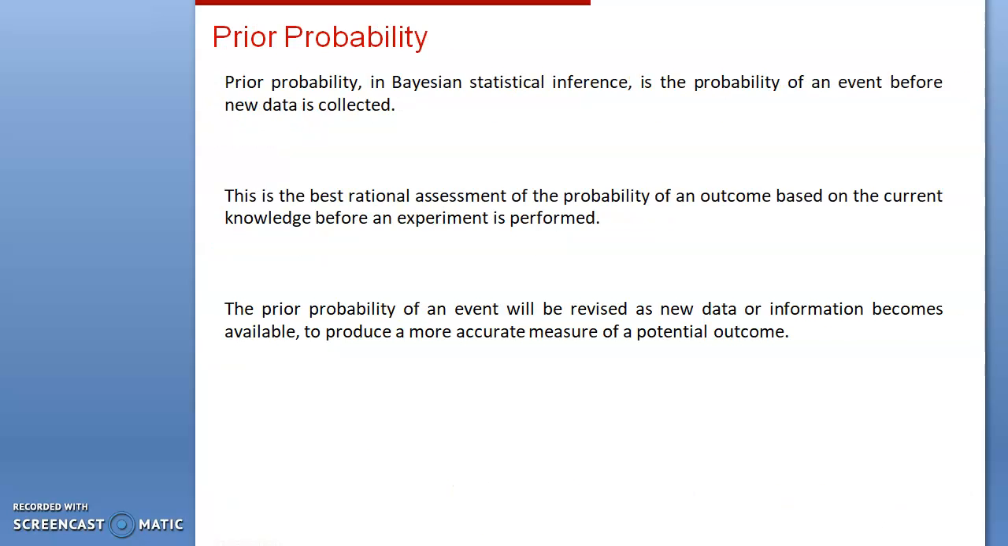Now I am going to explain prior probability. What is prior probability? Prior probability in Bayesian statistical inference is the probability of an event before new data is collected. This is the best rational assessment of the probability of an outcome based on the current knowledge before an experiment is performed. It will be revised as new data or information becomes available, and it will produce a more accurate measure of potential outcome.